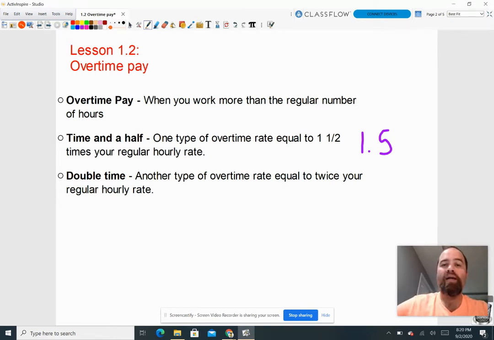Double time is exactly what it sounds like. They will pay you twice your normal rate. So if you normally would make $10 an hour and you have to come in, say, Christmas Eve or something, and they offer to pay you double time, they will pay you 2 times your current salary or current hourly rate. Keep those in mind: time and a half and double time. It changes from problem to problem, so make sure you read them carefully for your setup.